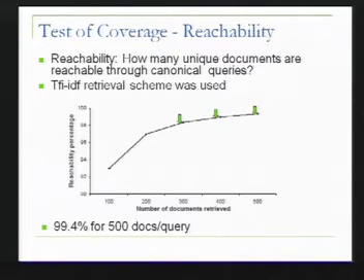The first question is how many unique documents the canonical queries can reach. You have the whole collection of 300k documents, and when you issue the canonical queries as queries, do they reach all the documents in the collection? If you use the tf-idf based simple retrieval scheme, in the x-axis we plot the number of documents retrieved for each canonical query. We compare the performance between 100 documents retrieved, 200 documents retrieved, and 500 documents retrieved. If you retrieve 500 documents per canonical query, you can reach more than 99.4% of the documents in the collection.